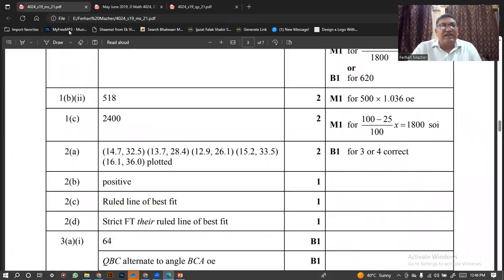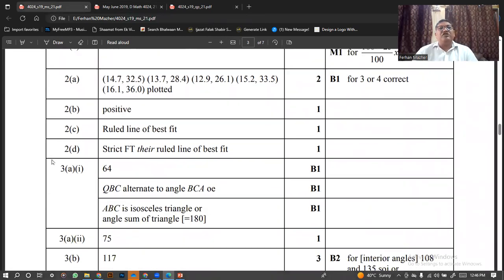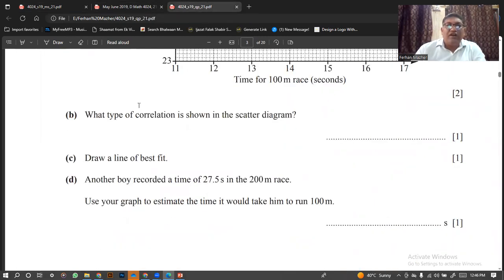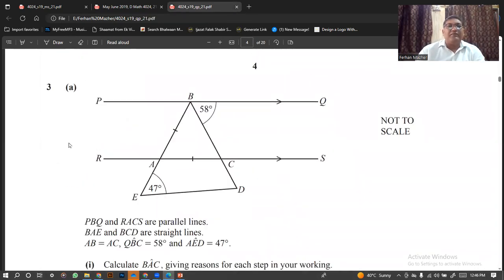So let's check 13.2. Question number 2, the marking scheme is showing up on your screen. Now we are going to the next question, and that is question number 3. Here we have a diagram.